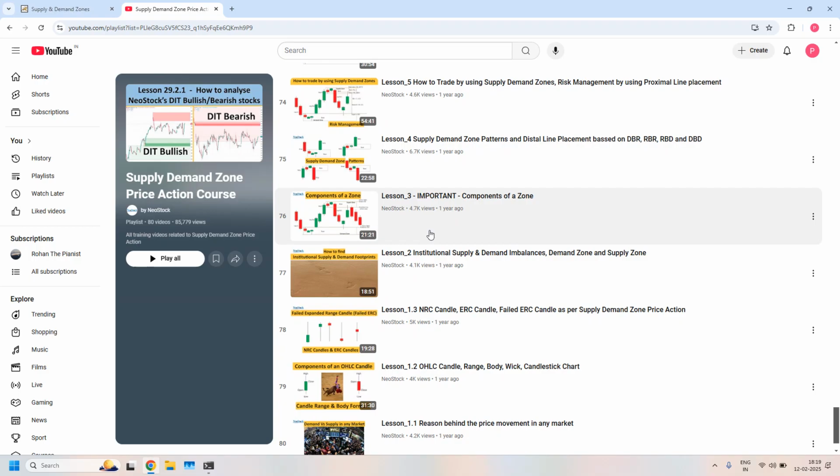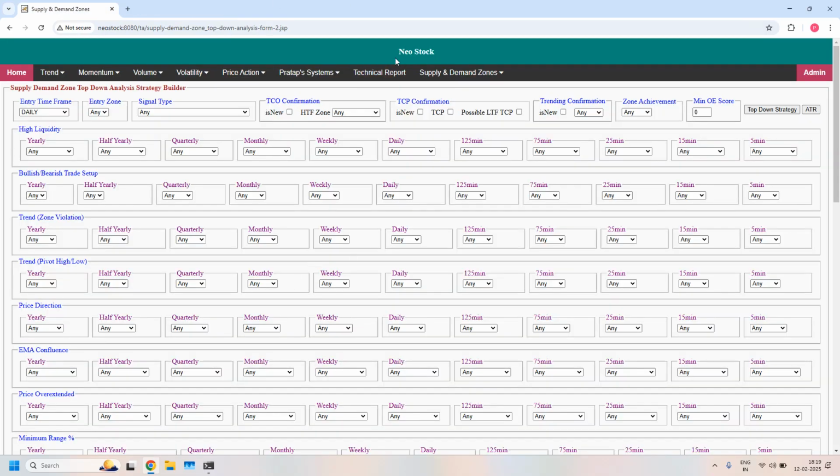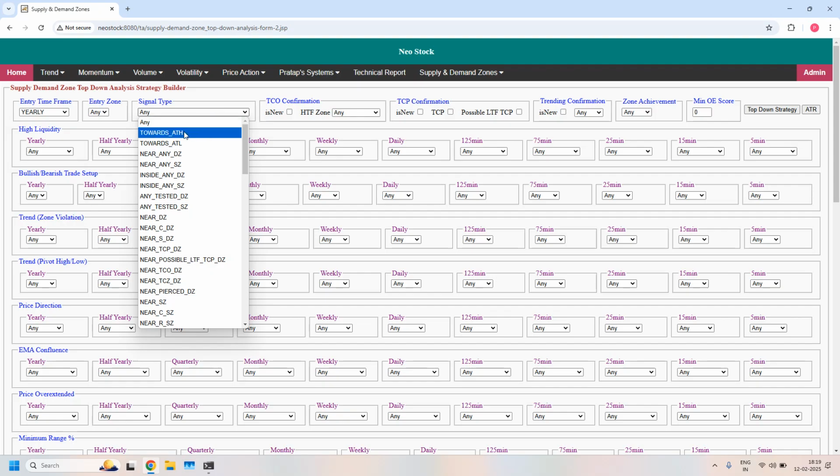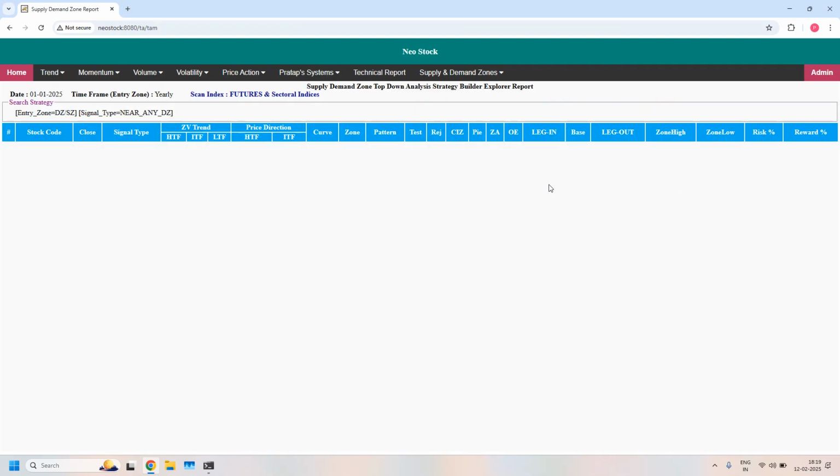Okay, now let's get into report generation with the help of NeoStock Software Supply Demand Zone Top-Down Analysis Strategy Builder. First, I am going to generate different supply demand zone stocks near different supply demand zones for different time frames. Starting with half yearly time frame, price closed inside the half yearly demand zone. No stocks are available.